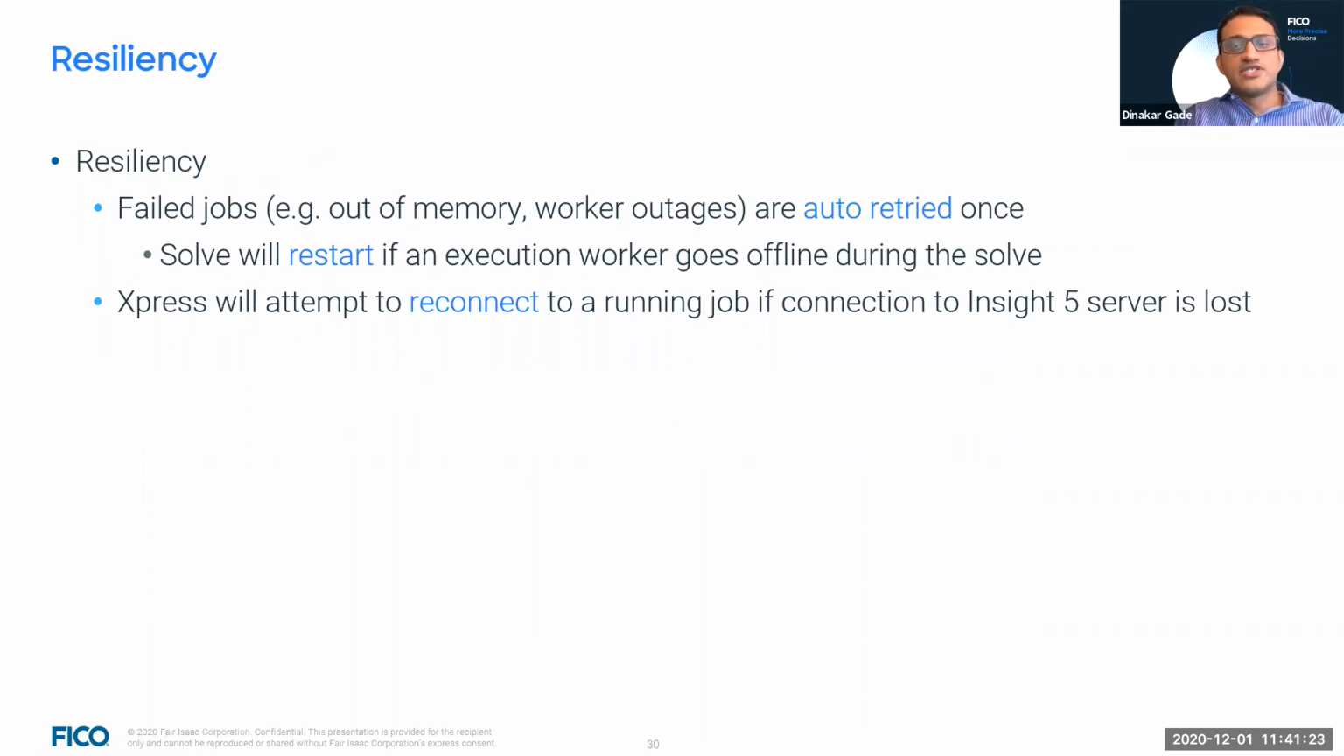Xpress Insight also offers resiliency features. So if jobs have failed, for example, if a worker goes out of memory, they're automatically retried once. And if the worker loses connection to the Xpress Insight 5 server due to any network issues, then Xpress will attempt to reconnect to a running job. And this is done a specified number of times, but if it does not reconnect within the specified time, then the job will fail with an error.